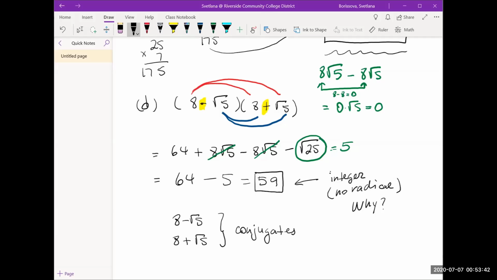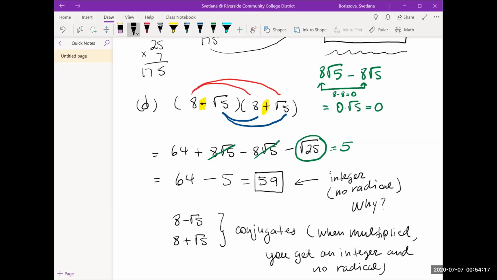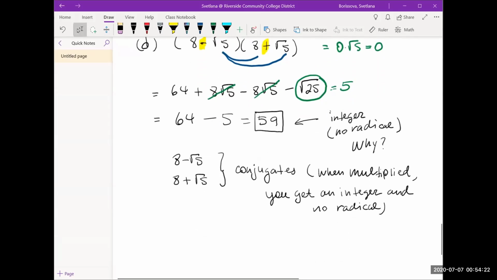Conjugates. And when we multiply conjugates, you get an integer and no radical. And that's basically when, in the middle, those two expressions have opposite signs.